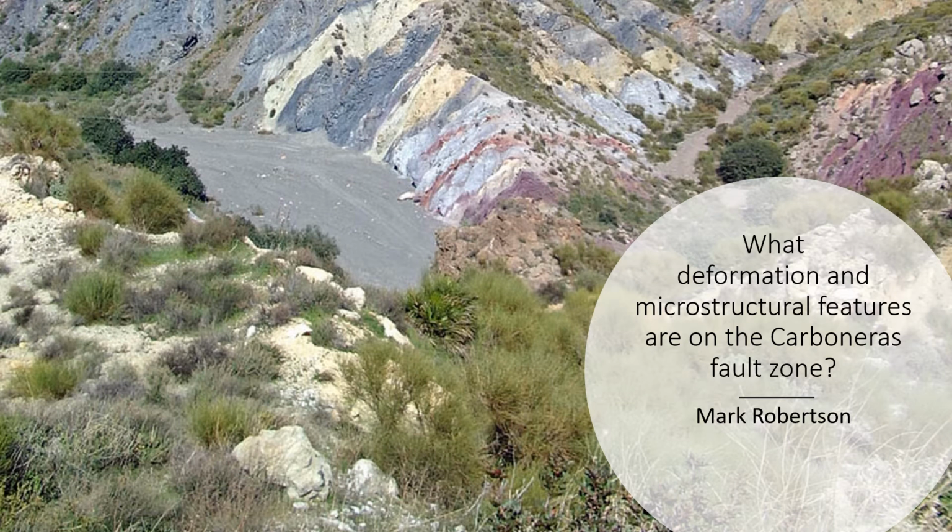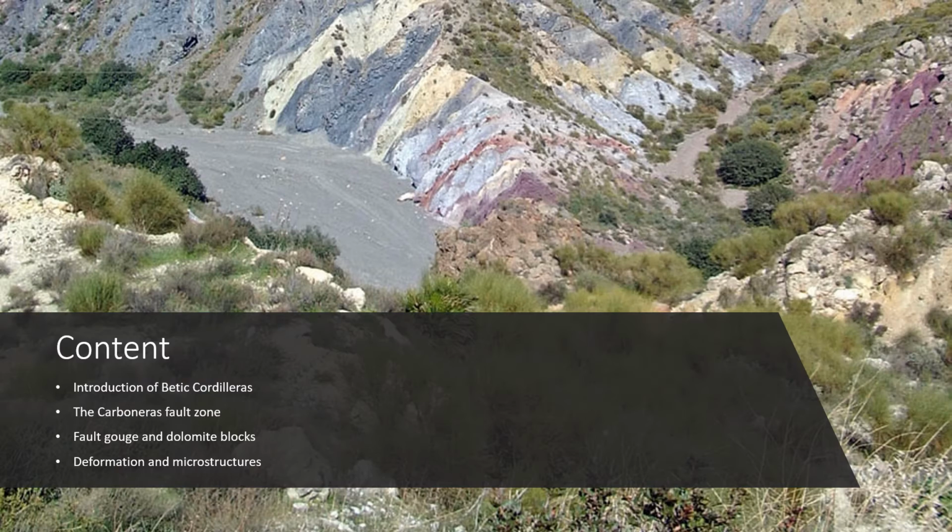My research topic is on the Carboneras fault zone and taking a look at its internal structure and trying to answer what deformation and microstructural features can be seen on the microscale. I will be going over a very brief introduction of the Betic calderas, which the Carboneras fault zone is a part of, and then I'll move on more specifically into the zone itself. Here I look at major characteristics of the zone, and then I take a closer look at microstructures occurring within the fault rocks in this area.